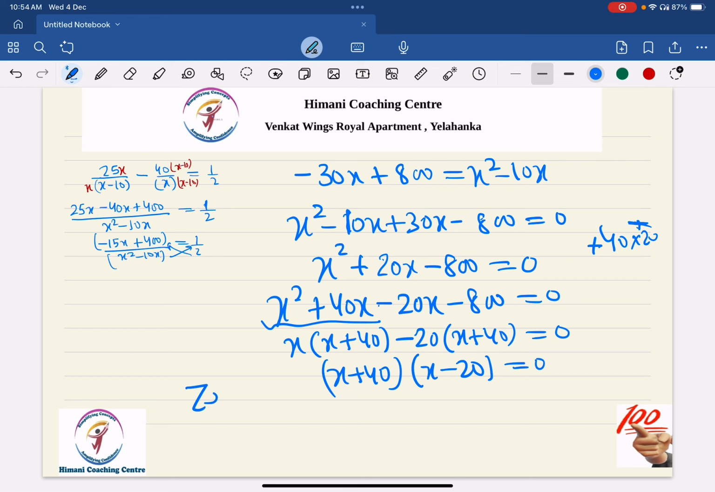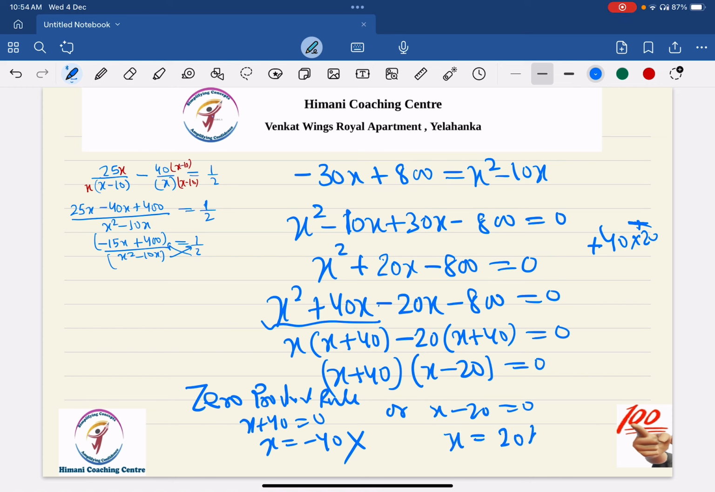Then we will do what? Zero product rule. Now this, why am I writing? It's a 5 marker question, so we have to show that as per zero product rule, either x plus 40 is 0 or x minus 20 is 0. This will give us x as minus 40, rejected, speed cannot be negative, or x is 20 kilometer per hour. Okay, so students, pause the video and note the steps down.